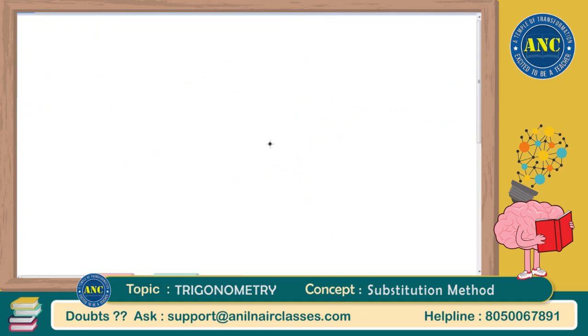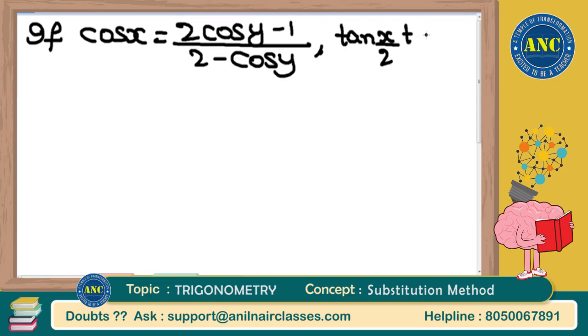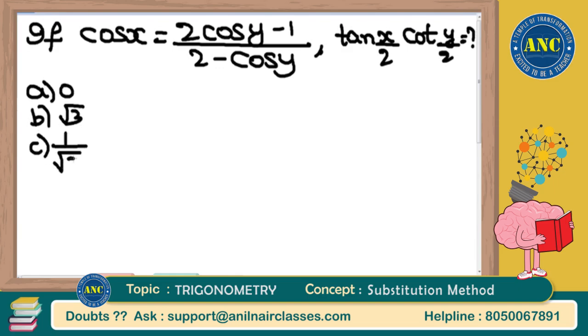Next question. If it's an if condition, that's okay with me. Let us see whether we can substitute. If cos x is equal to 2 cos y minus 1 divided by 2 minus cos y, find the value of tan x by 2 into cot y by 2. This value I am interested to find. Your options are 0, root 3, 1 by root 3, 1.